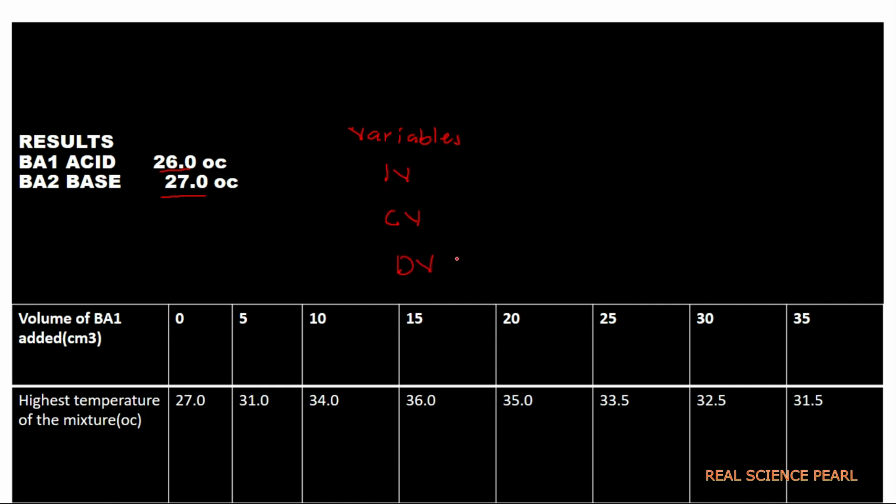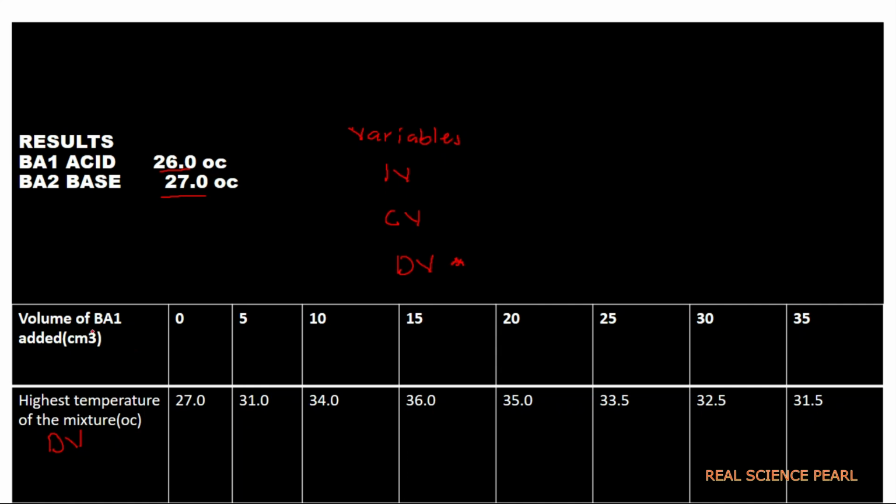Now, the dependent variable, since we talked about heat being produced to the surrounding, how are we going to measure this heat produced to the surrounding? That is by determining the highest temperature of the mixture, meaning this is going to be my dependent variable. It is my interest as the researcher, it's what I will be recording in my table as results, so that I can either reject or accept my hypothesis. So what I'm having here, this is our dependent variable.